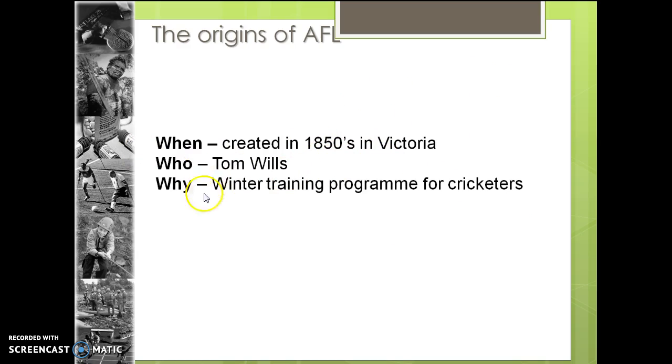So, why was it initially created? Well, it was created as a winter training program for cricketers. Cricket was the main sport they focused on, but it was thought of as a way to keep them fit when they were in their off-season. Now, where was it played? It was played on cricket ovals, and you'll still see now that Australian rules football is the winter sport when cricket is not on, so it's still played on cricket ovals.